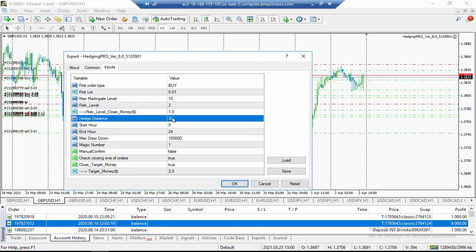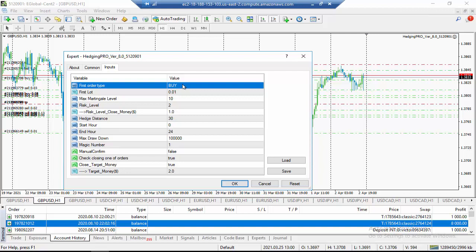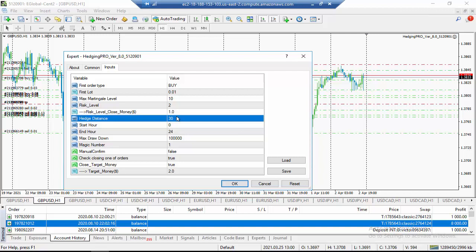Then on edging distance, I want only 30 pips. What edging distance does is that if I'm like this chart now, I'm buying. If the buying direction fails for 30 pips, after 30 pips, the software is going to edge my buying with selling. That's the function of this 30. Edging distance is equal to 30.